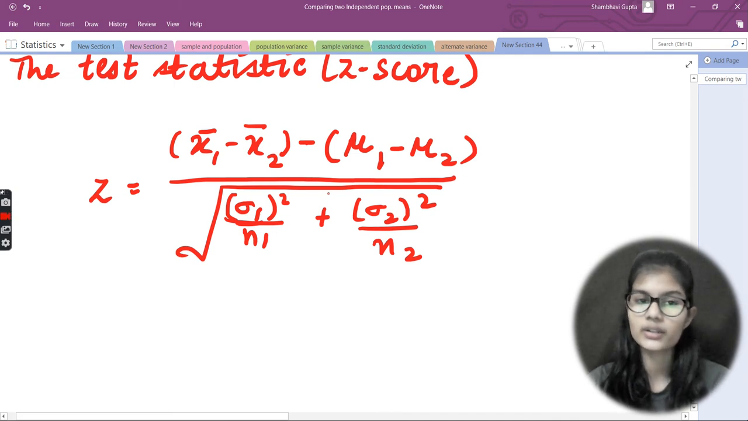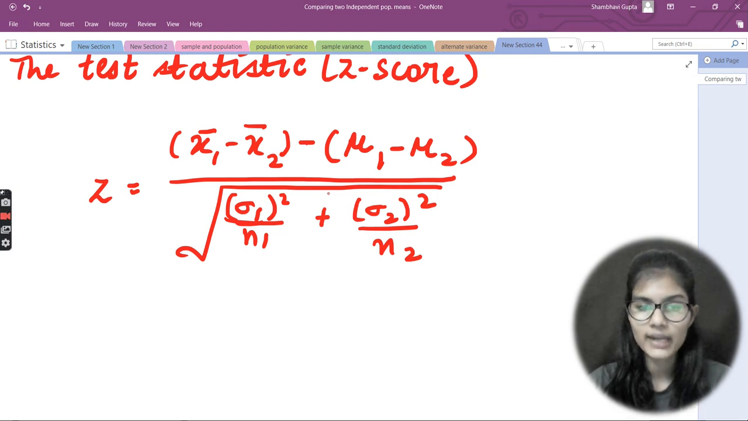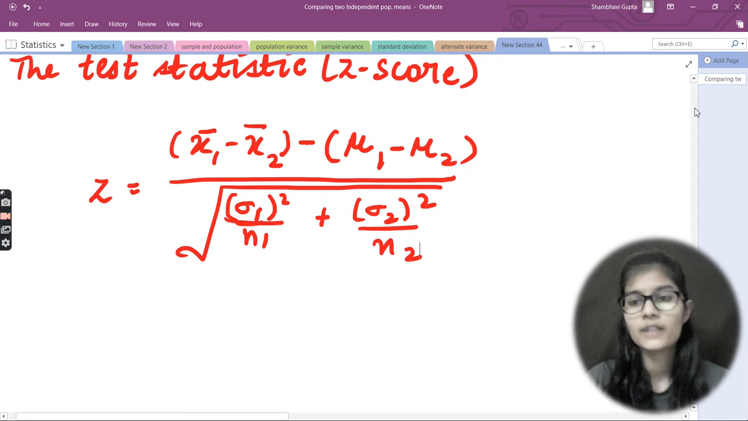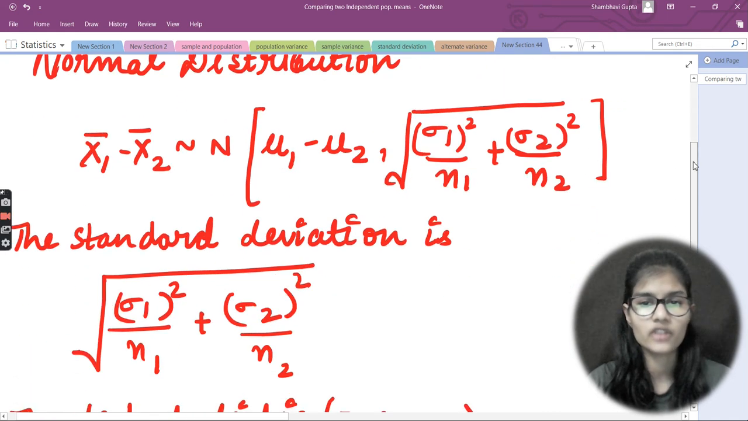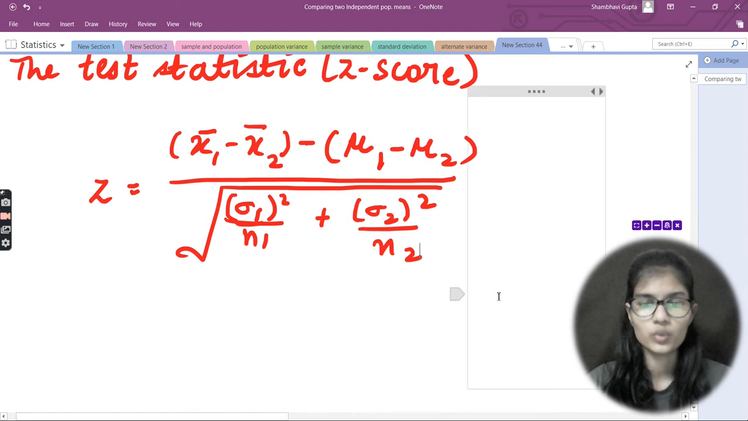We have discussed this already in the previous video, right? So I'm just writing out the formula here: x1 bar minus x2 bar, in brackets, subtracted by mu1 minus mu2, divided by the square root of sigma 1 squared by n1 plus sigma 2 squared by n2. Right, this is done. So there is nothing too much in this topic, comparing two independent population means with known population standard deviation. These were the formulas I wanted to let you know.